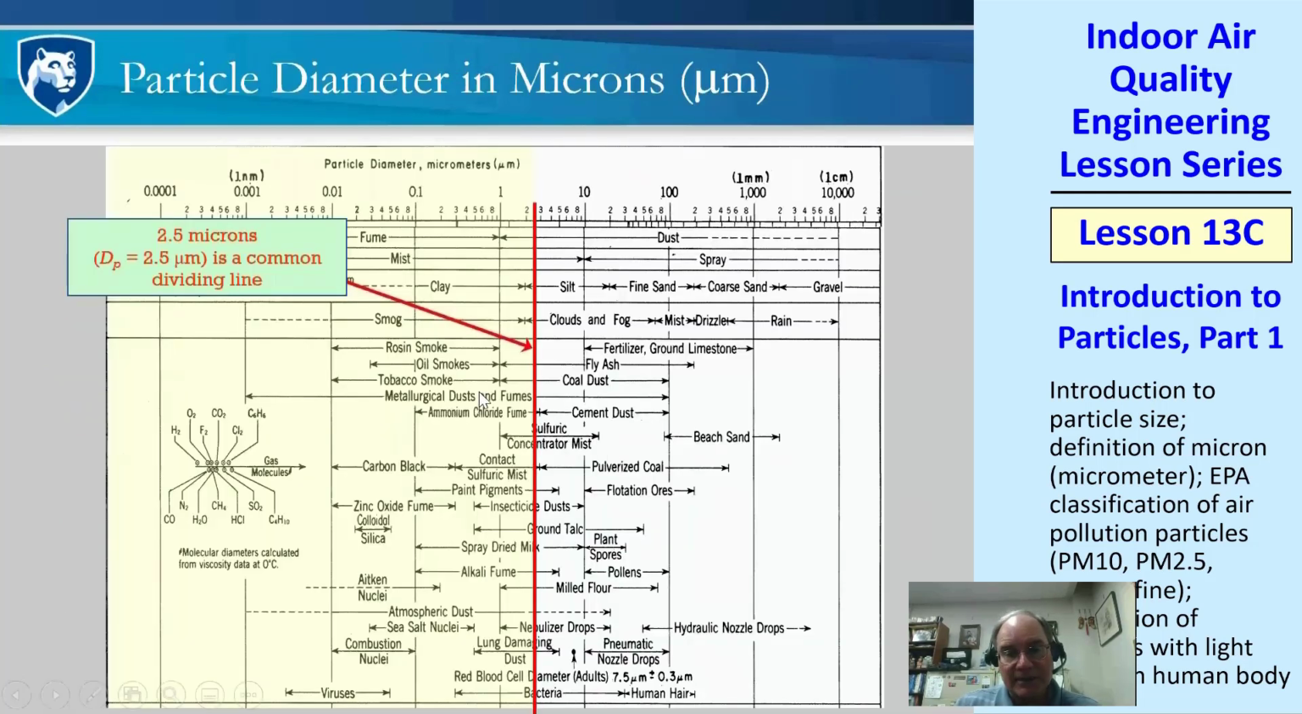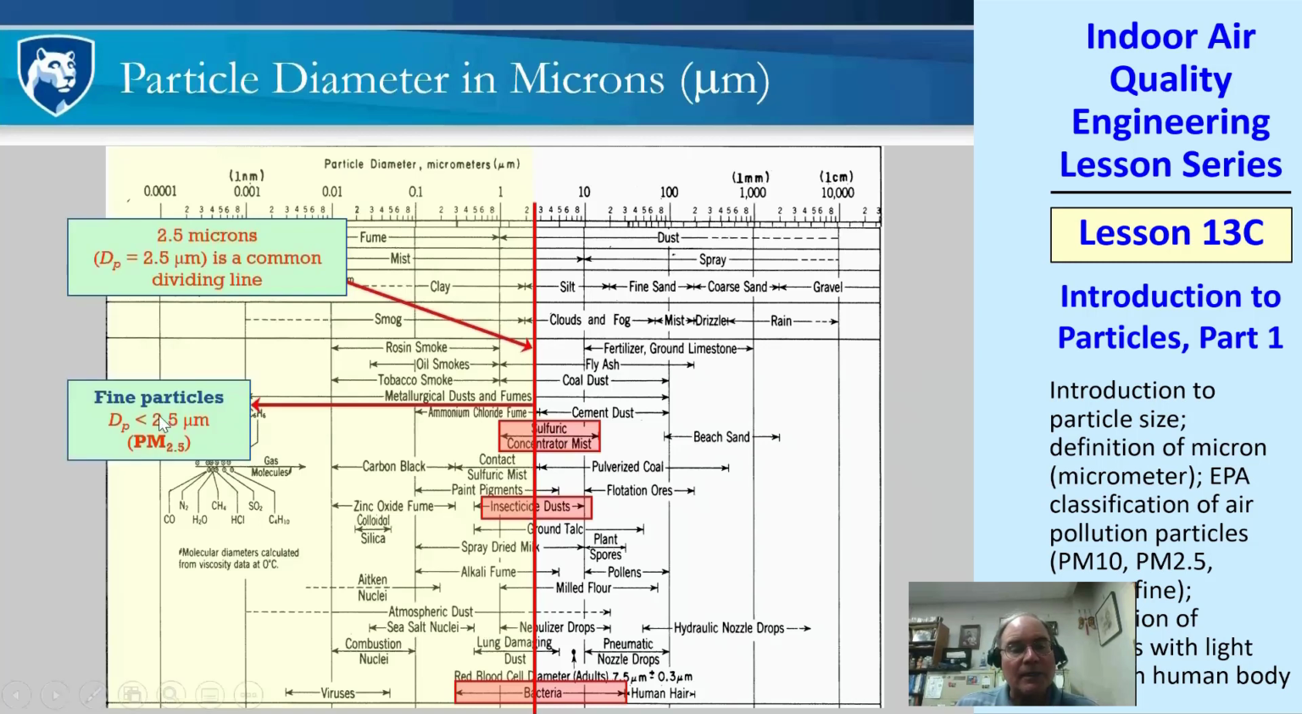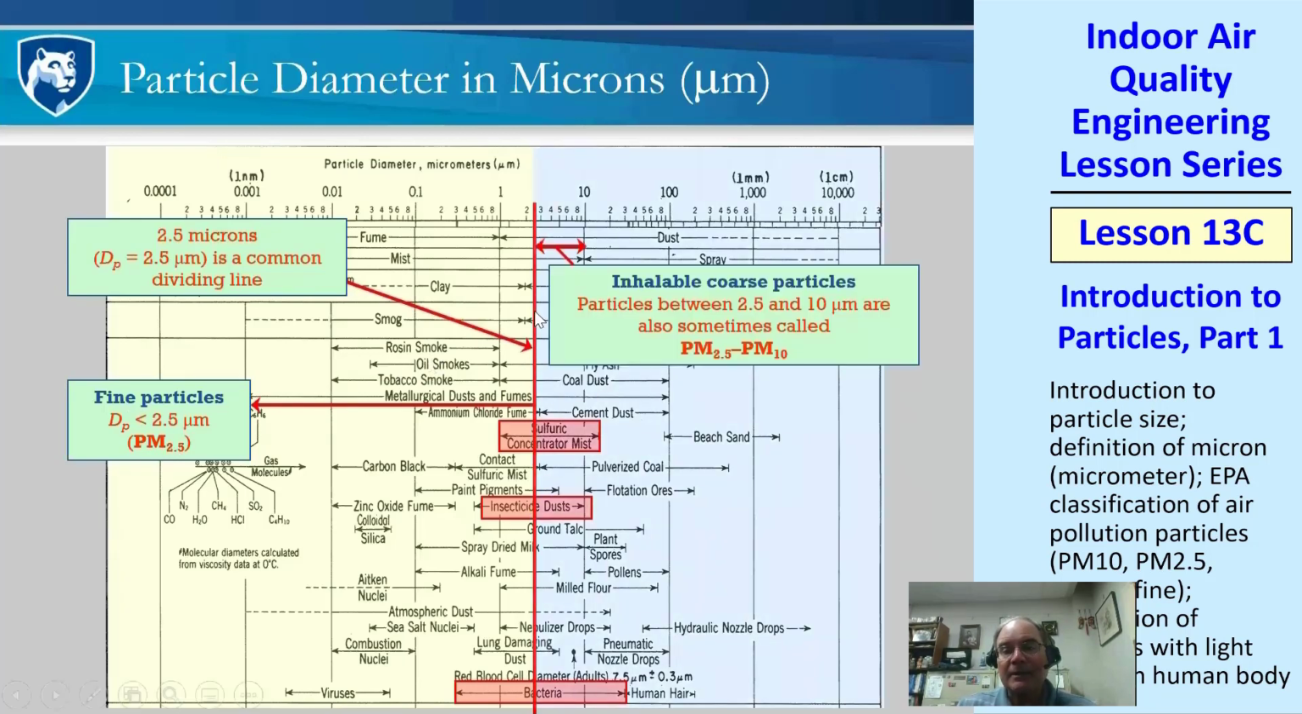2.5 microns is another common dividing line. So that's this red line right here at 2.5 microns. Some of the particles that are centered around that: bacteria has a range like that, insecticide dust, sulfuric concentrator mist. And so why are we concerned about that? Well, anything less than 2.5 microns is called PM2.5, and those are called fine particles or fines. Anything bigger than 2.5 but less than 10 is right in this range, is called inhalable.